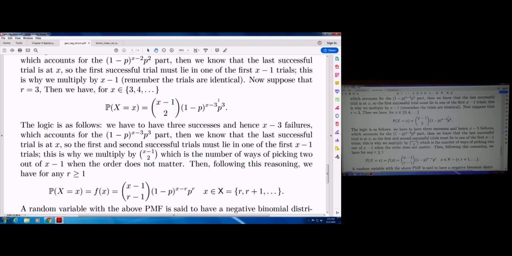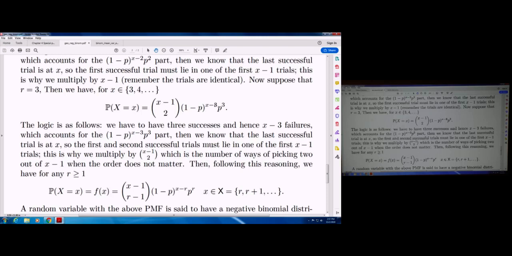We're going to try to think about it when r is equal to 4. You can see the general one at the bottom. So if r is equal to 4, we would have (1 minus p) to the x minus 4 times p to the 4. That's the same logic. I get 4 successes, I get x minus 4 failures. So I have p to the 4, (1 minus p) to the x minus 4, and x is in the set 4, 5, 6, 7, and so on.